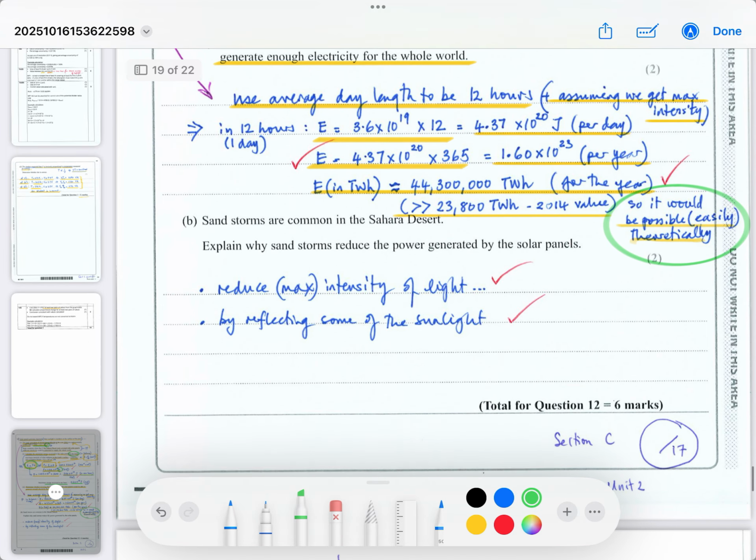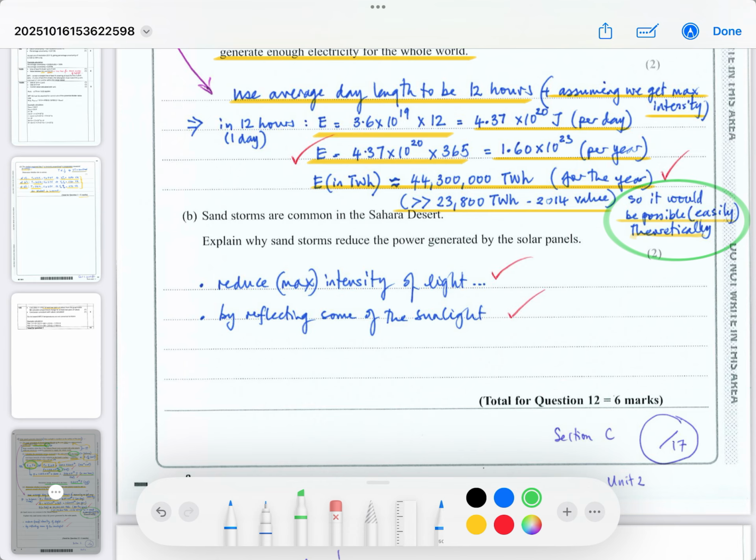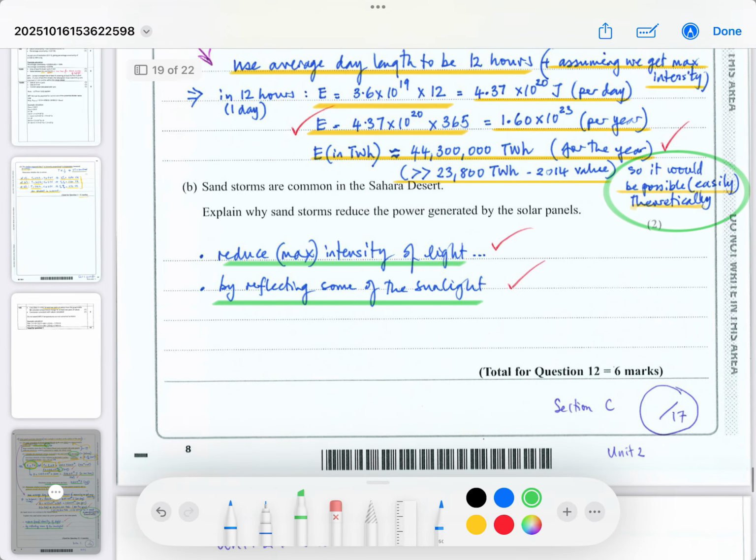We'll have a look at the mark scheme in a minute because we come to the end of the question. And then it says, sandstorms are common in the Sahara Desert. Explain why sandstorms reduce the power generated by the solar panels. Well, the sandstorms will reduce the intensity of light because they will reflect some of it back in the opposite direction. So those are the 2 points I would make. You can look at the mark scheme and see where it comes from.